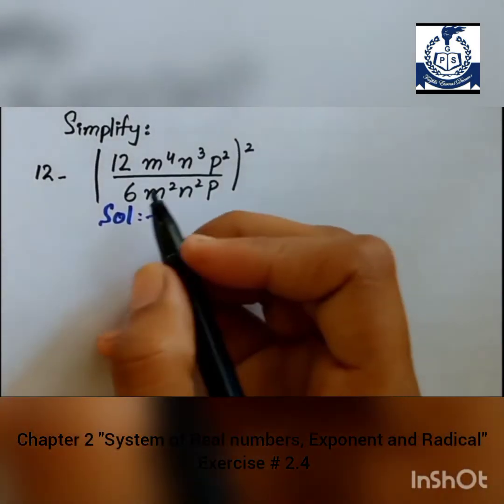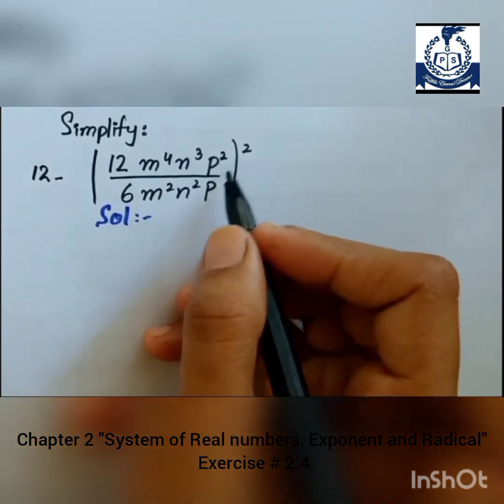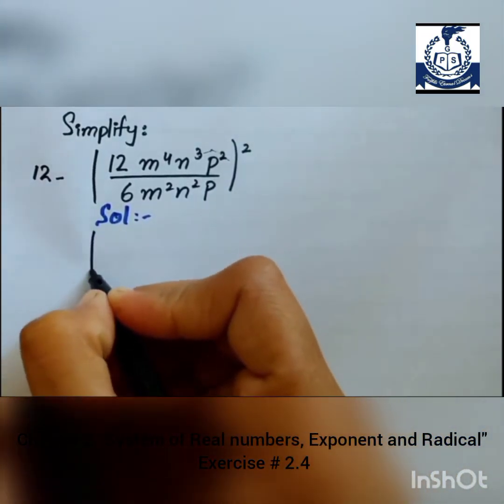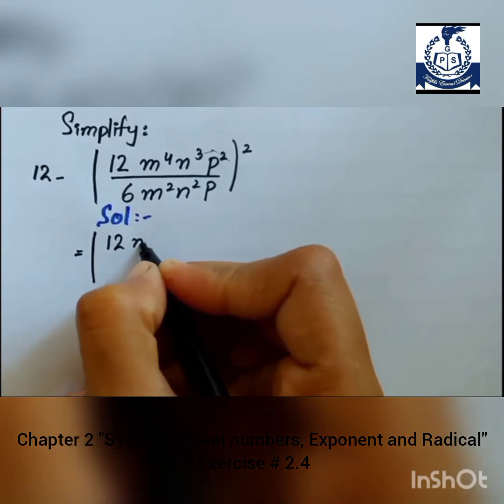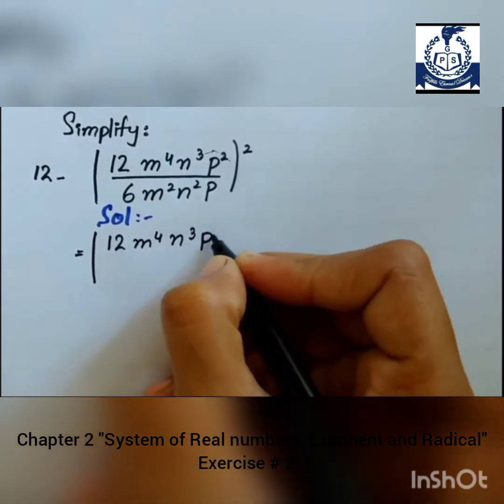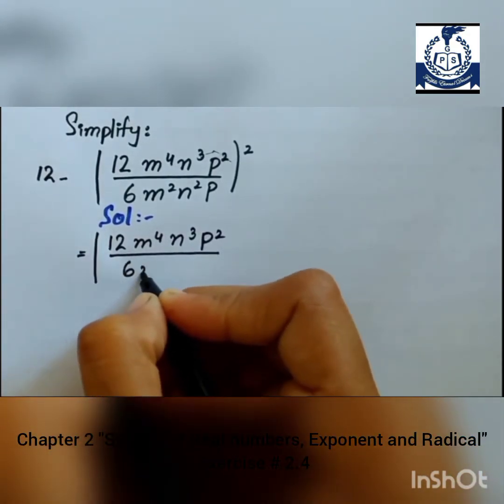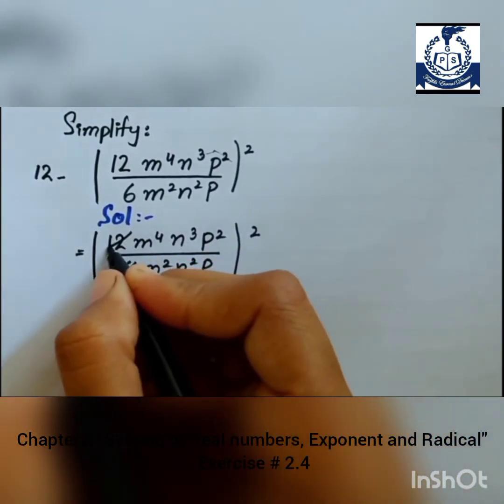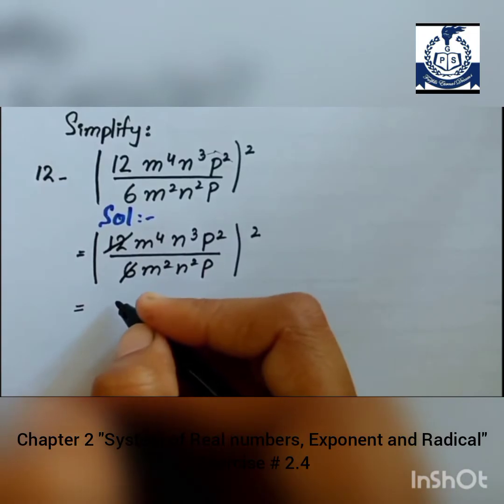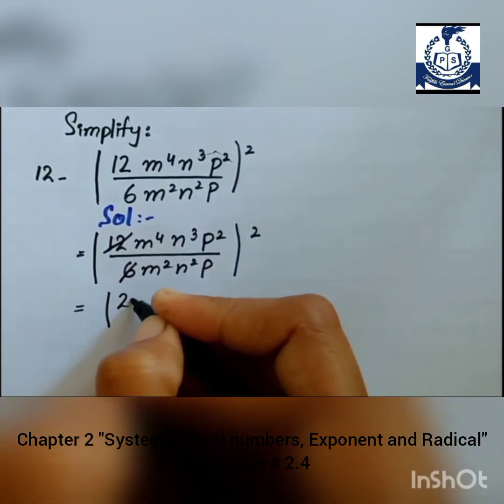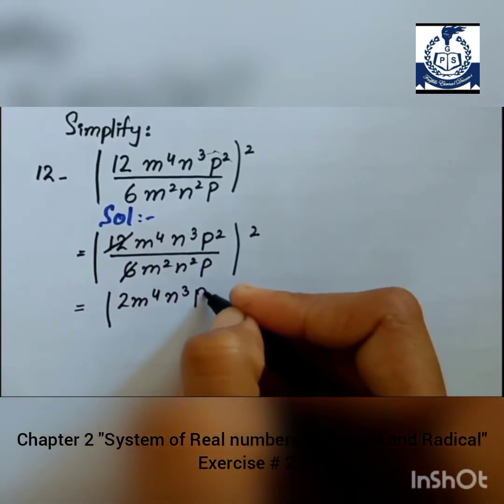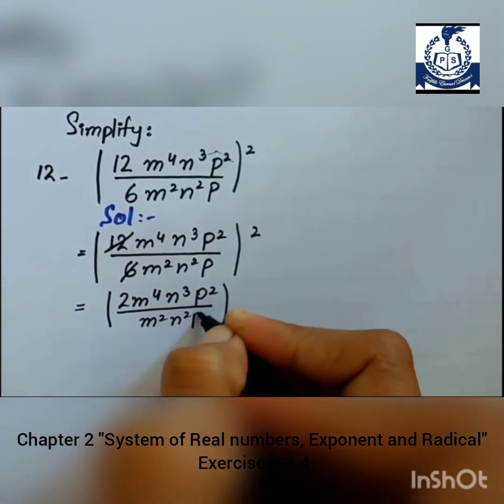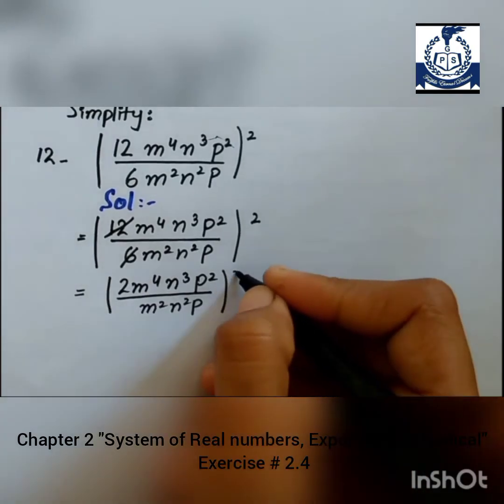Question number 12 is (12 m to the power 4, n cube, p square) divided by (6 m square, n square, p) whole to the power square. 6 ones are 6, 6 twos are 12, so 2 m to the power 4, n cube, p square divided by m square, n square, p whole to the power square.